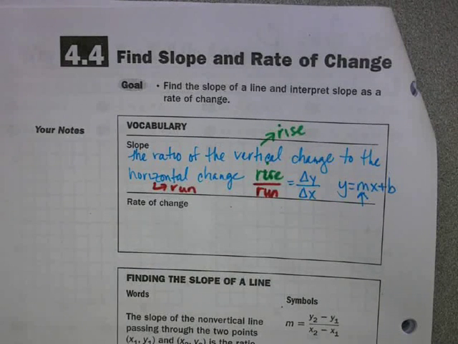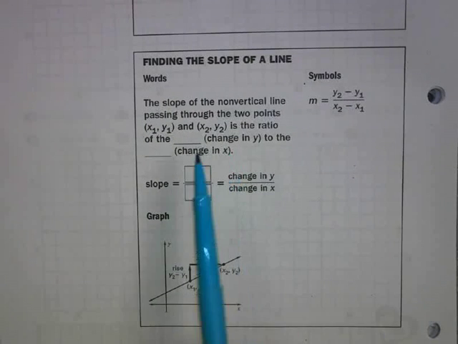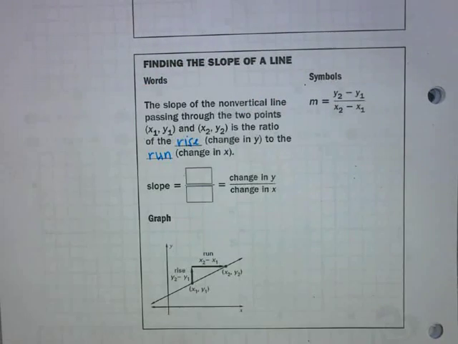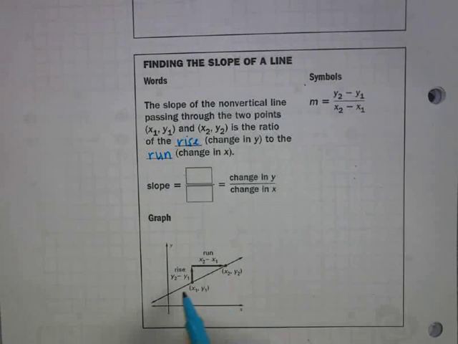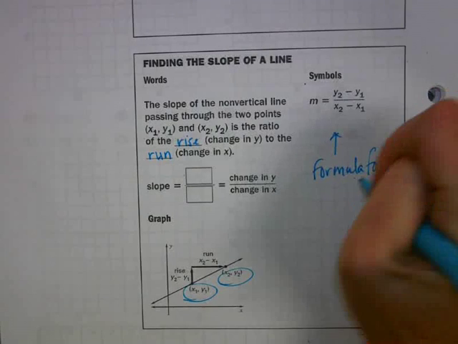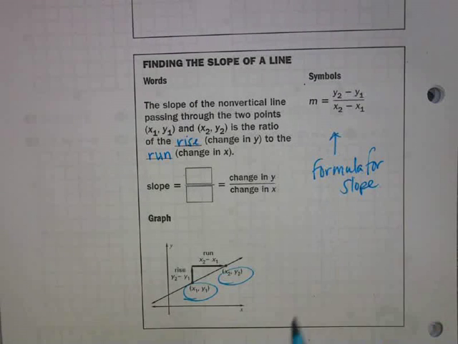So let's talk about finding the slope of the line. The slope of the non-vertical line passing through 2 points, so here's our 2 points, we just have it x1, y1, those are sub 1s, and sub 2, they're subscripts, they're a little below the line, is the ratio of the rise to the run, and I could count how many up and over I went, or I could use these points and put it into the formula for slope, which is m equals y2 minus y1 over x2 minus x1. So I would subtract the y values and then subtract the x values.